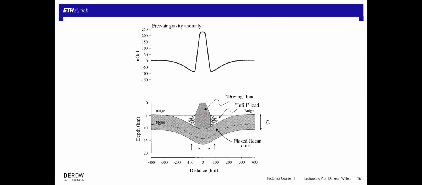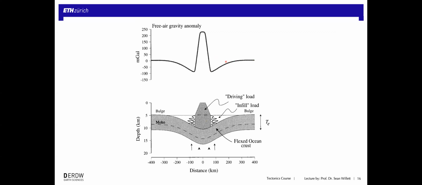But what we can do for a quick estimate that's actually remarkably accurate is look at the gravity. If we measure the gravity along this profile, I'll show you some data in a little bit, but it'll look like this. It's going to have a gravity high due to the contrast between the rock and the water, but then it's going to have a gravity low on the side, which is due to the contrast between the sediment and the rock. So the sediment will be lower density, and that's going to cause it to go down.